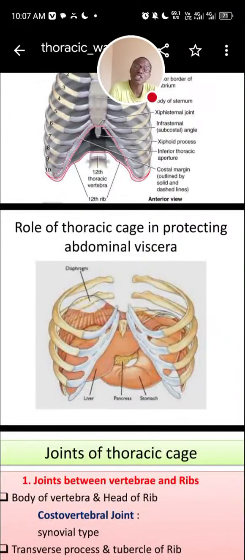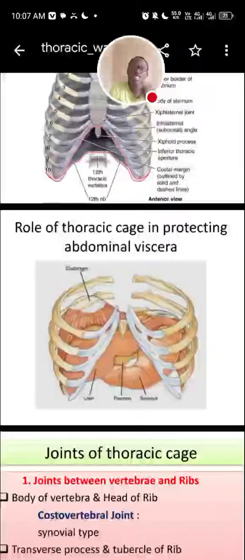Then we quickly talk about the joints of the thorax. The joints of the thorax can be understood if you use the acronym SIT 6 SMS.